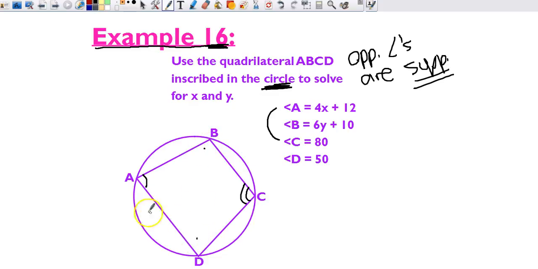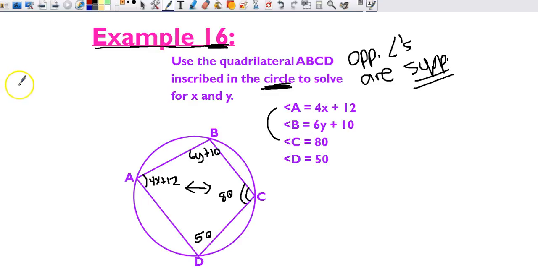They add to 180. So if I label, I got a 4x plus 12. B is 6y plus 10. C is 80. D is 50. Okay, see, 80 and 50, that's 130. There is no special relationship between these consecutive angles. It's all about the opposite.